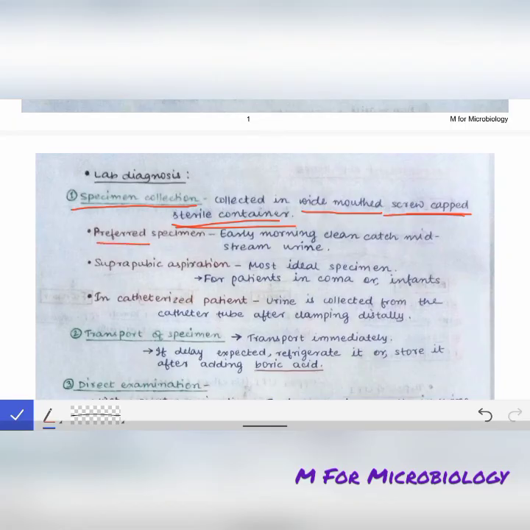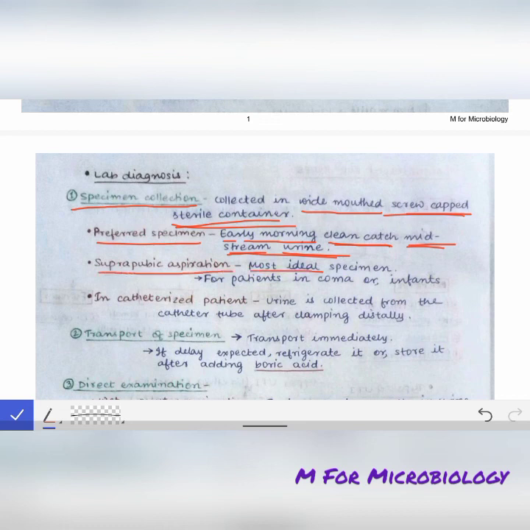Next, what is the preferred specimen? The preferred specimen is the early morning clean catch midstream urine. Remember, all the words here are important. It should be early morning, it should be clean catch, it should be midstream urine. Whenever you are answering this question, what is the preferred specimen, always say this full sentence: early morning, clean catch, midstream urine.